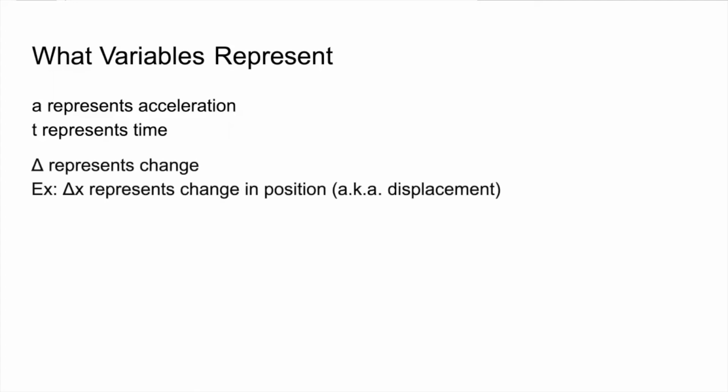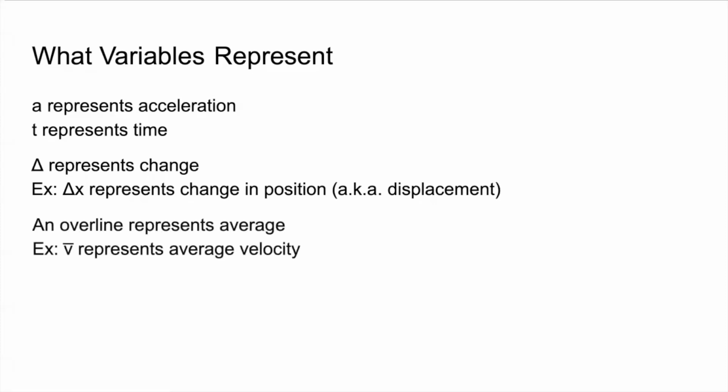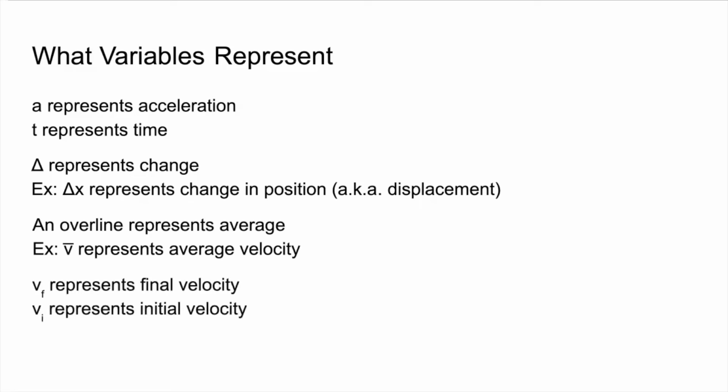A triangle called delta represents change. So delta x represents change in position. Technically it represents change in x, but since we're only dealing with 1D kinematics in this video, the change in x is the change in position. And you know that change in position is also known as displacement. Some people use d for displacement, but we're going to be using delta x. An overline represents average, so overline v represents average velocity. V subscript f represents final velocity, and v subscript i represents initial velocity.